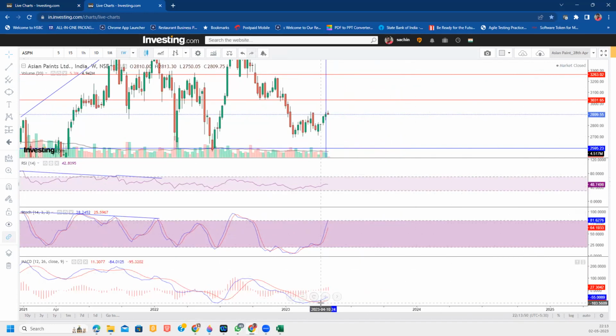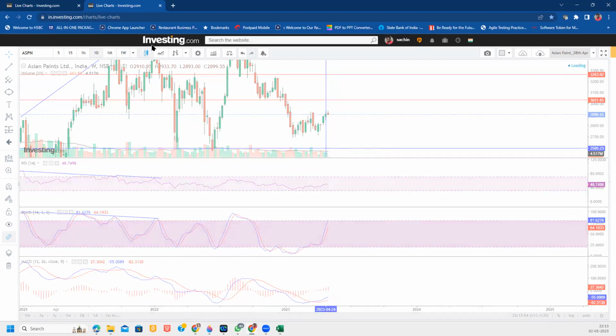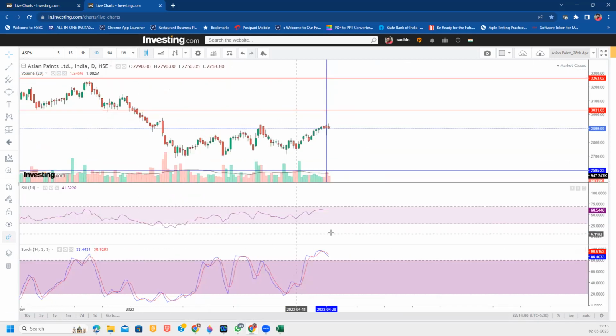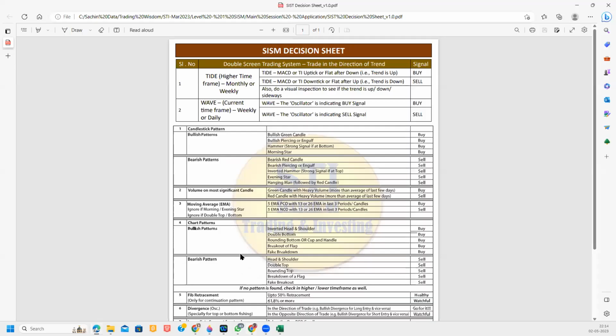Okay, so here MACD is showing a buy signal. However, the oscillators, that is stochastic and RSI, are giving a sell signal, because RSI is neutral, flat, or after up flat means a kind of a sell signal, and the stochastic is clearly giving a sell signal. So we got a contradictory view. Whenever we are getting a contradictory view, it is recommended not to trade on that particular stock on that particular day.